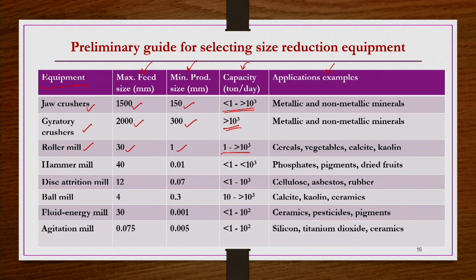Applications are in cereals, vegetables, calcite, kaolin, etc. Then we have hammer mill. They can handle particle size up to 40 mm, whereas the minimum product size can be 0.01 mm.